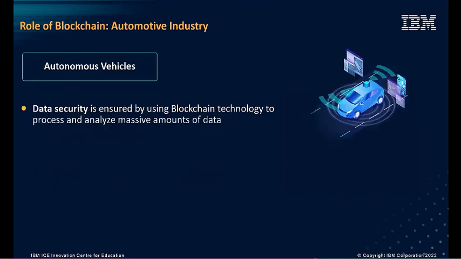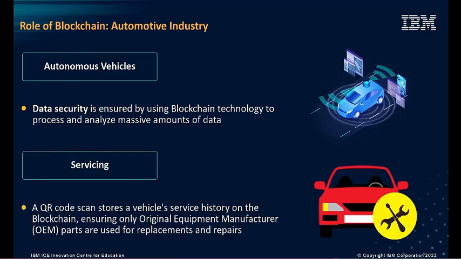Autonomous vehicles. Data security is ensured by using blockchain technology to process and analyze massive amounts of data about autonomous vehicles. Servicing. A QR code scan stores a vehicle's service history on the blockchain, ensuring only original equipment manufacturer parts are used for replacements and repairs.